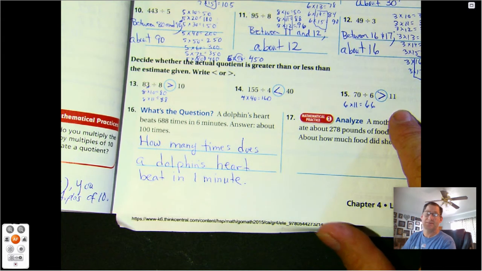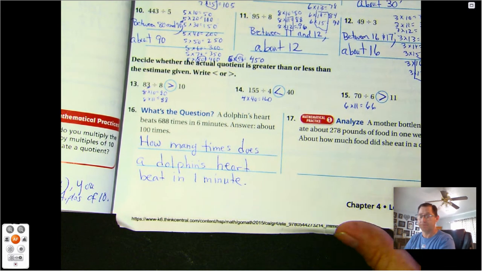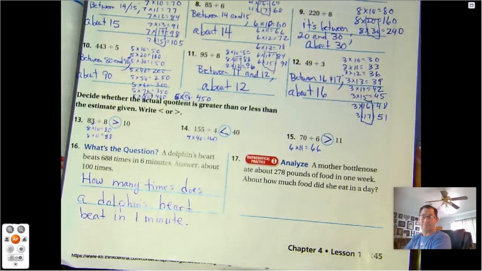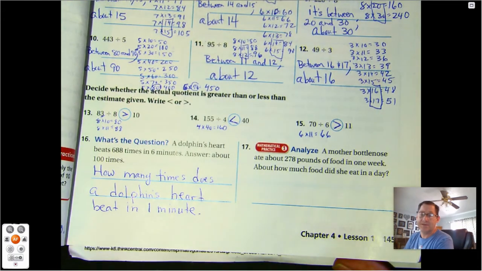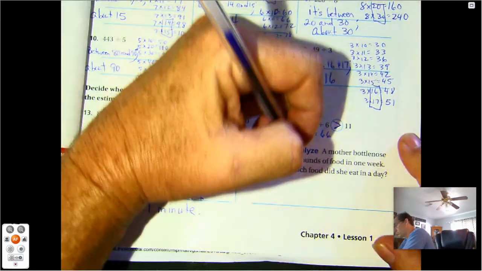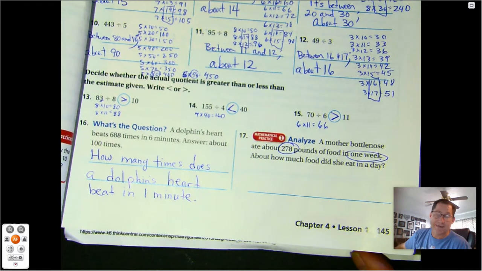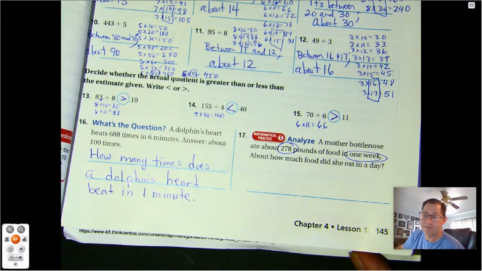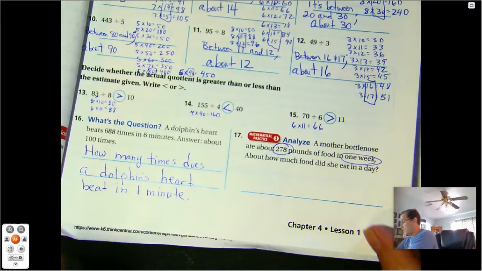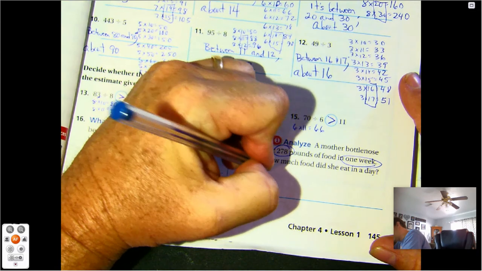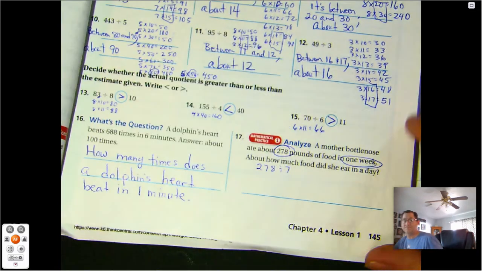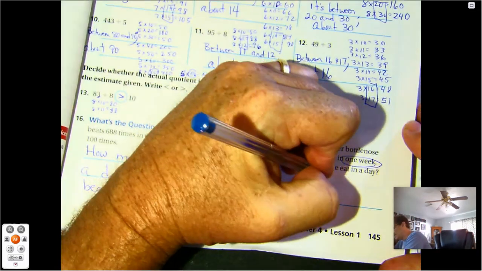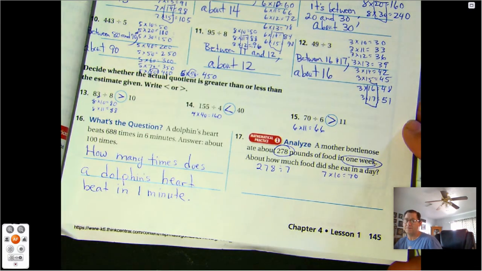All right, 17. A mother bottlenose ate 278 pounds of food in 1 week. About how much food did she eat in a day? So we're going to take 278 and divide by 7. Well, 7 times 10 is 70. That's kind of way off of 278. So let's count by multiples of 10.